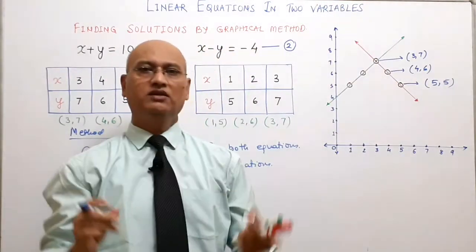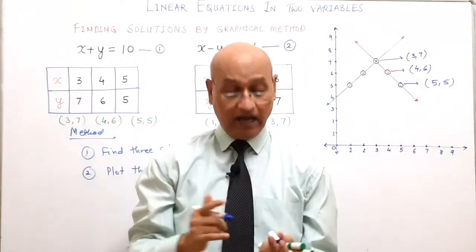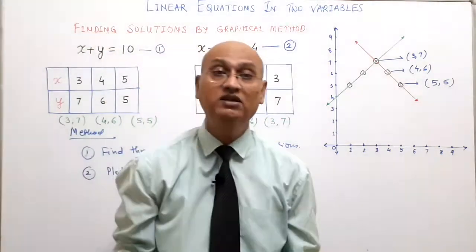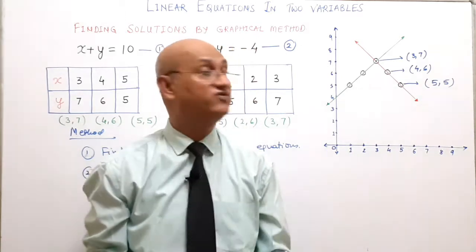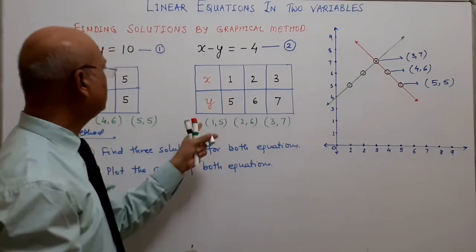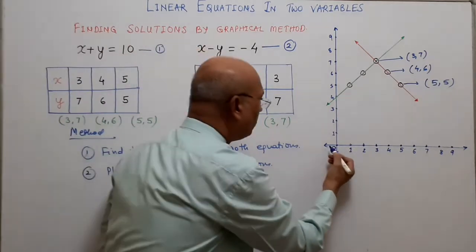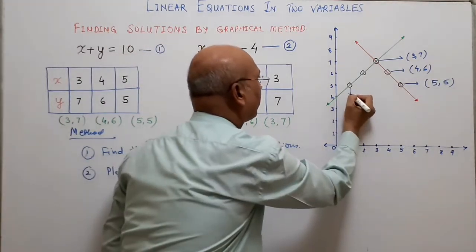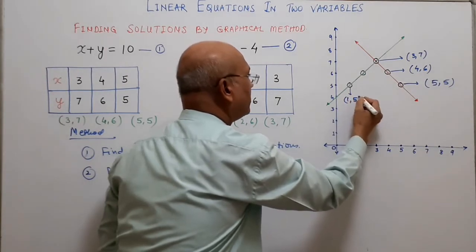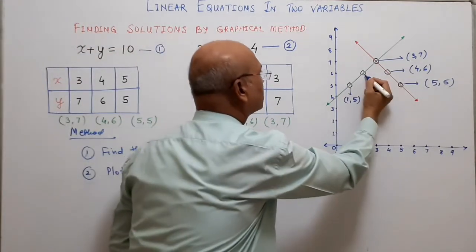I have already told you the graph of a linear equation in two variables is always a straight line, and if you are not getting a straight line, that means you must have made some mistake in calculating the solutions, so better check that first. I have done this for this equation. Now the same method I am going to use for this equation. See, (1, 5) is the point for the second equation. Now second is (2, 6). See, 2 and this is 6.